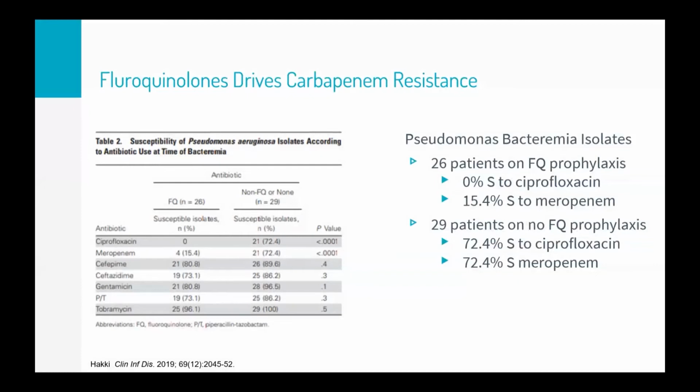So this table from the Hockey study looked at Pseudomonas bacteremia isolates. And of the 26 patients on fluoroquinolone prophylaxis, none were susceptible to ciprofloxacin, and only 15% were susceptible to meropenem. Compared to the patients not on fluoroquinolones, they had 29 patients, and about 72% were susceptible to both ciprofloxacin and meropenem.